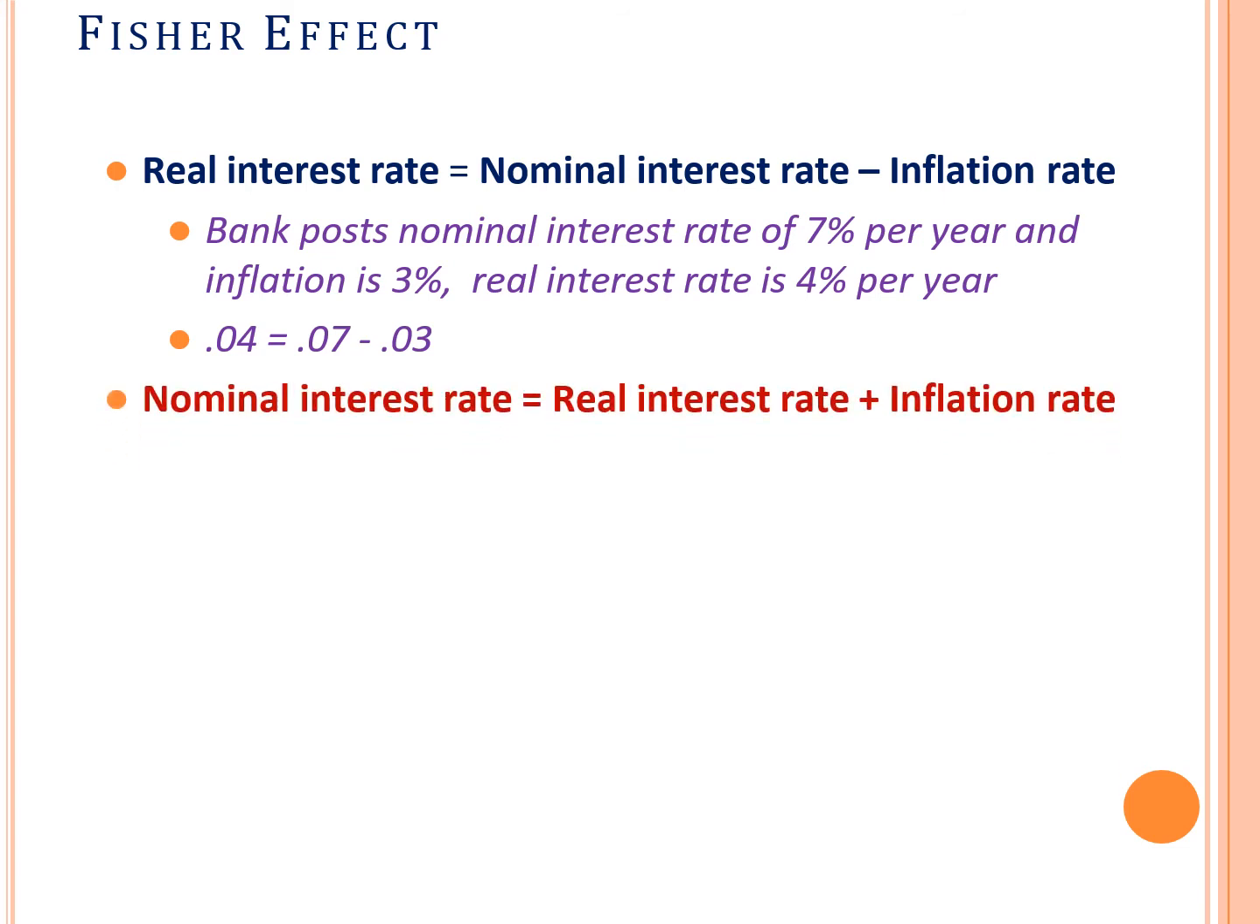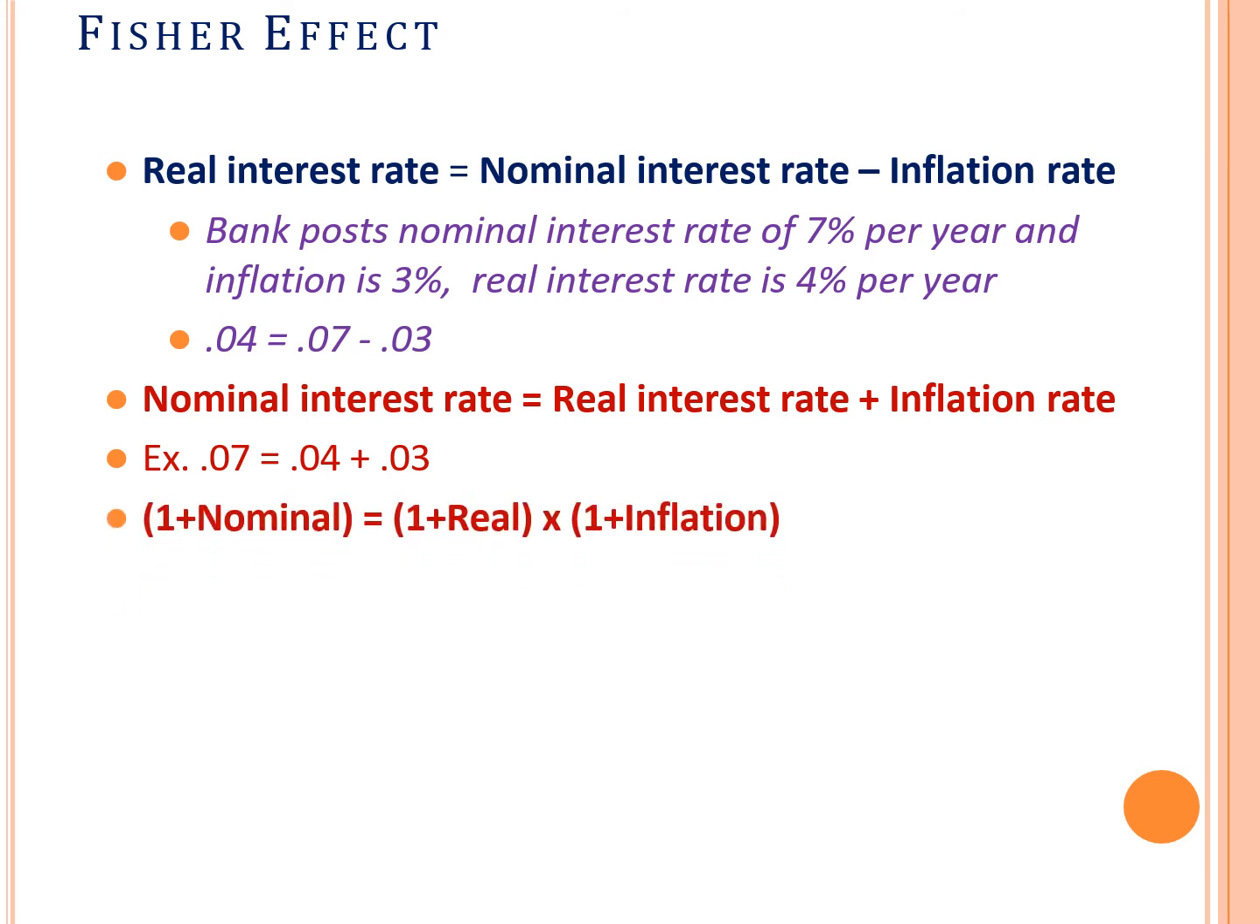Another way you could do this is think of it the opposite way, right? Nominal interest rate is equal to the real interest rate plus the rate of inflation. So we could say 0.07 is equal to 0.04 plus 0.03, right? If you knew that the real interest rate was 4% and inflation was 3%, and I'm asking you what's the nominal interest rate, just add those two together. Easy as can be. There's one more complicated way to do it if you'd like, if you're an algebra kind of person. 1 plus the nominal interest rate is equal to 1 plus the real interest rate times 1 plus the rate of inflation. So in other words, 1.07 is equal to 1.03 times 1.04.